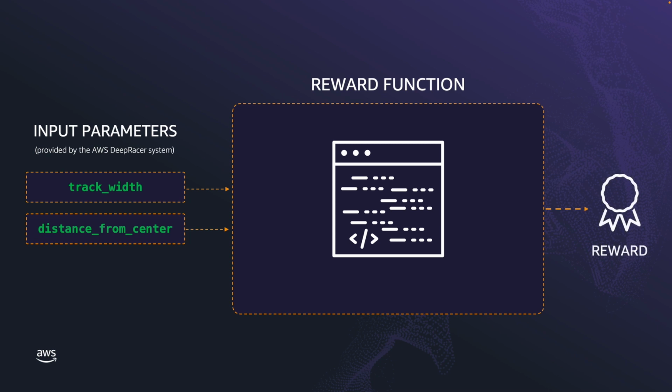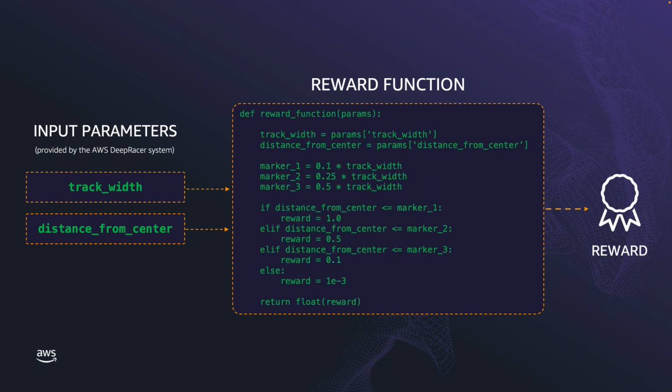In this example, we want to incentivize the agent to follow the center line of the track and issue higher rewards the closer it stays to the center line. The reward function is written in Python as a standard function, but it must be called reward_function with a single parameter, which is a Python dictionary containing all the input parameters provided by the AWS DeepRacer system. We access our two input parameters from the params dictionary and assign their values to local variables. This just makes it easier to use them later in the function.